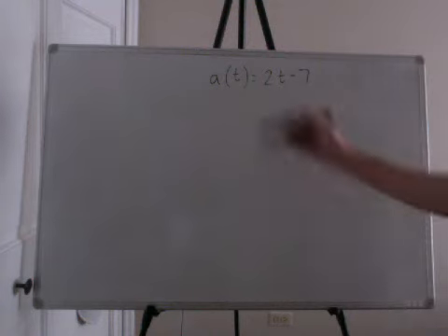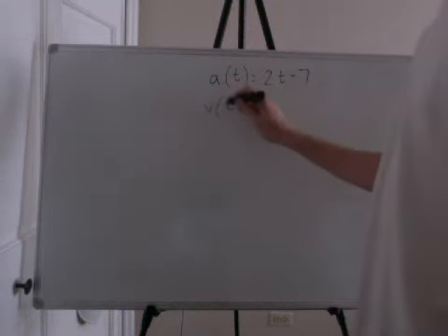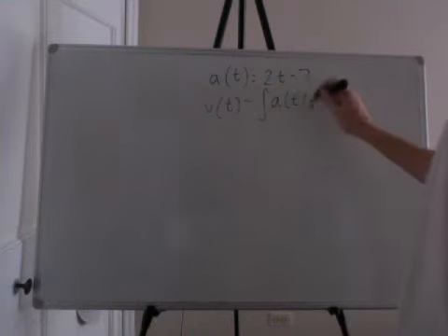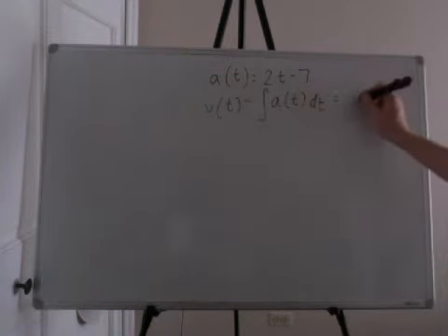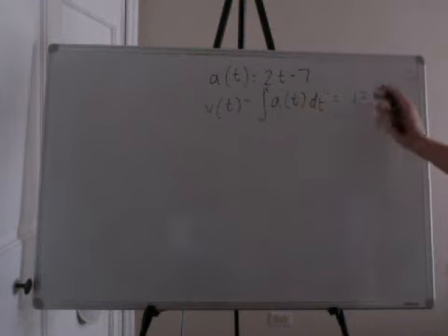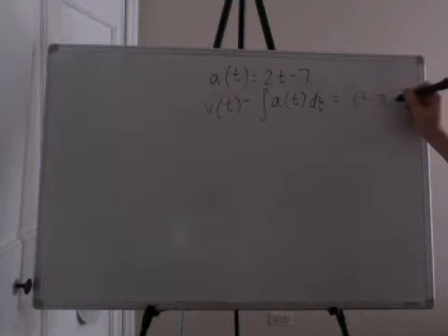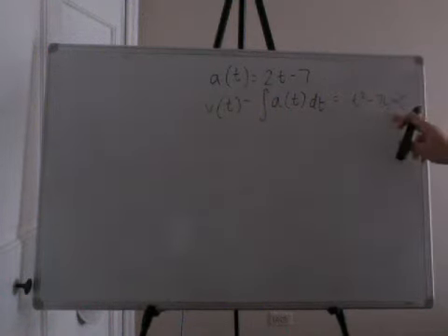So what we have to do is say v of t, and you may want to show this work, equals the integral of a of t dt. And this would be t squared, going up 1, 2 over 2 is just 1, so it'll be t squared minus 7t. And that's the velocity equation. But don't forget about the plus c at the end. However, this equation is not complete if we have this plus c at the end.